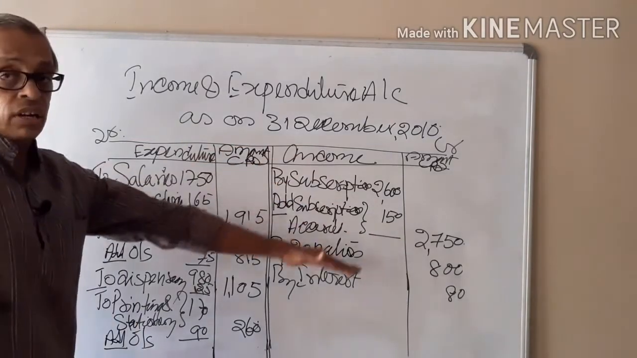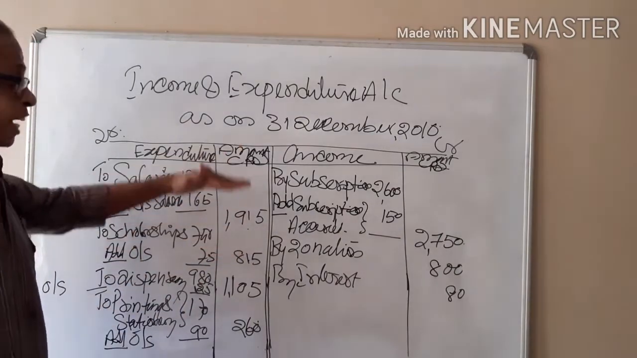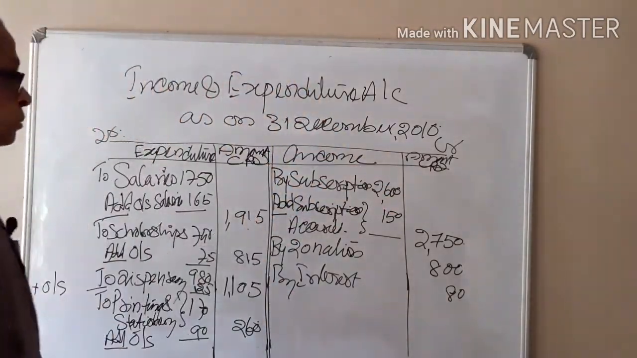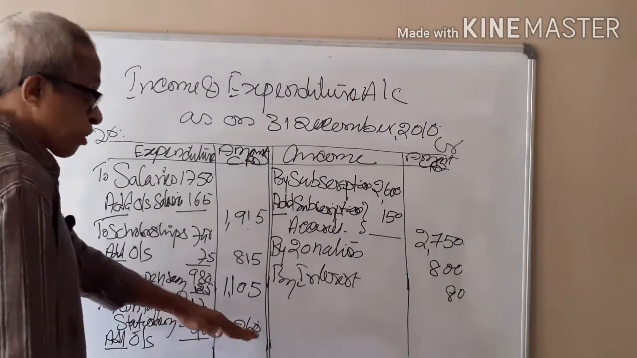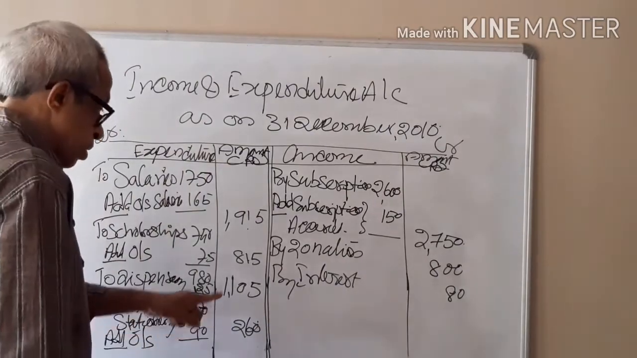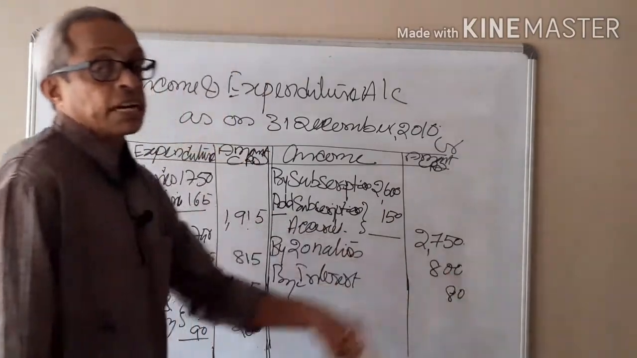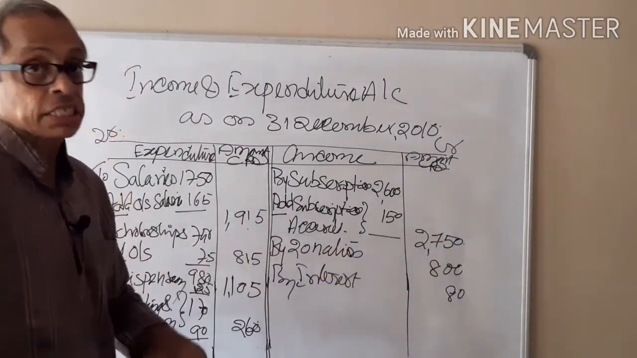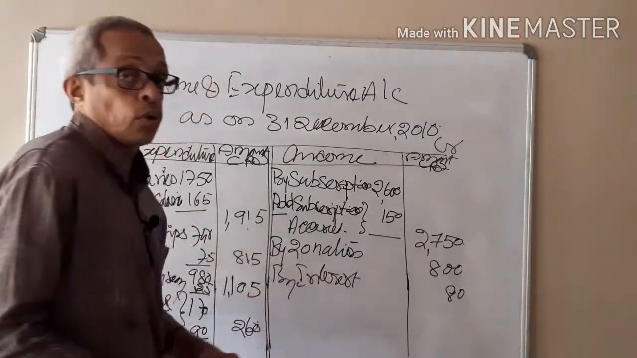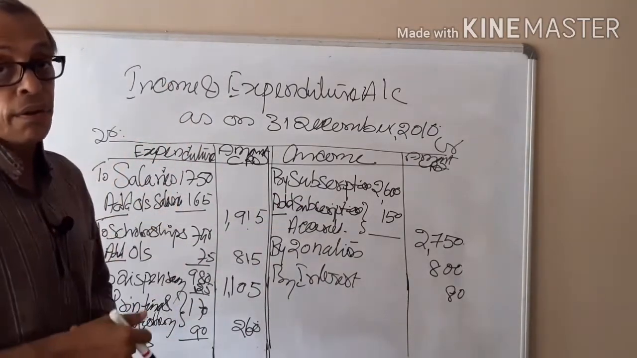So after writing all these figures, at a glance we can find out that debit side, that is the expenditure side, is higher than credit side, that is income side. So the resultant figure will be deficit. That is, when debit side is higher than credit side, the balancing figure will come on the credit side. The amount so arrived at is treated as excess. Sorry, that deficit.